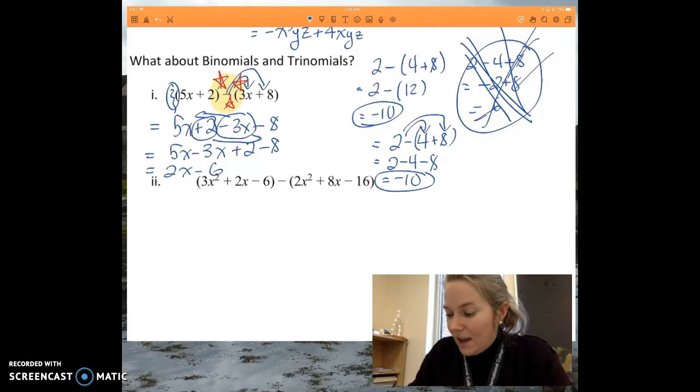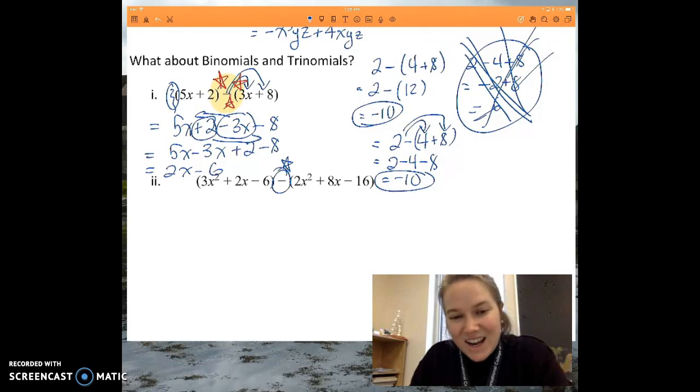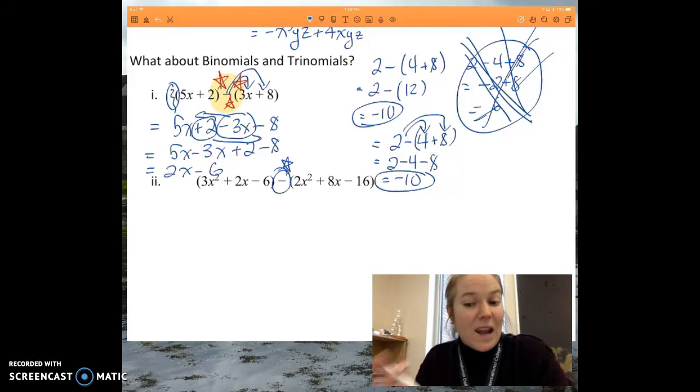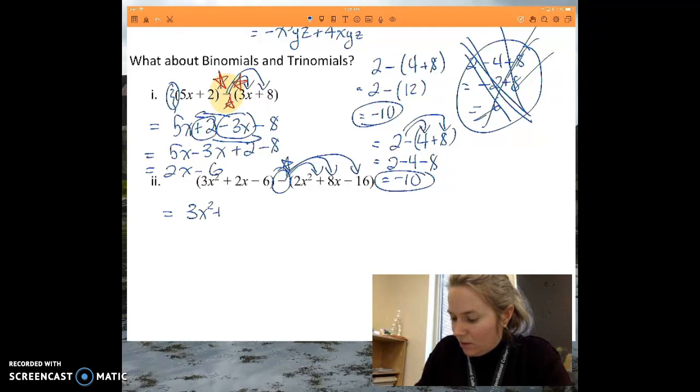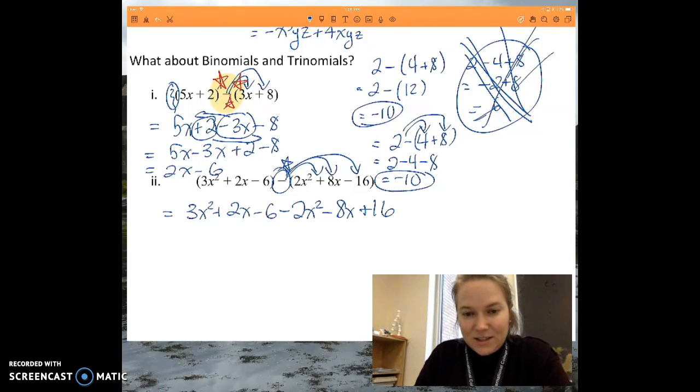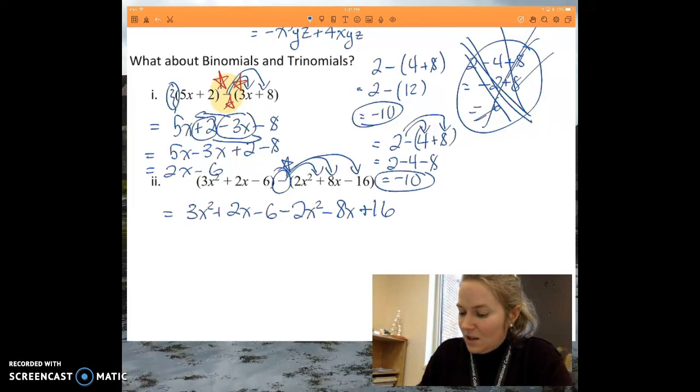All right, so again, I have this persnickety problem of this negative. Okay, I'm subtracting everything inside the bracket. So we know that that's going to apply to all 3 terms. I'm going to get 3x squared plus 2x minus 6. Here we go, minus 2x squared minus 8x, and then a minus times a minus is positive 16. So it basically just changes the sign of everything that's in there.